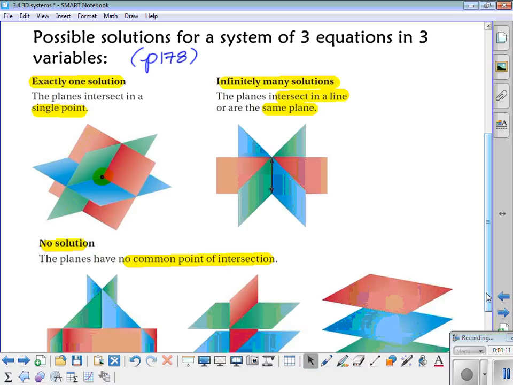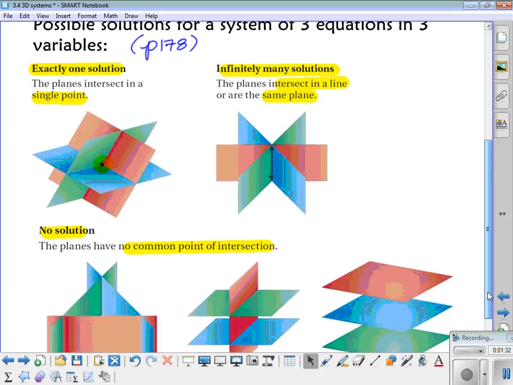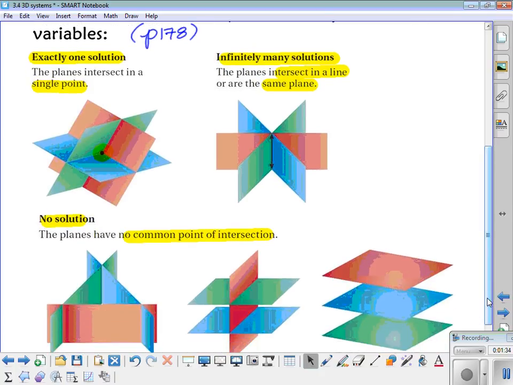But there's the 3 possibilities. There might be exactly one solution, and that's where the planes all intersect in one point. There could be infinitely many solutions. It means they could be intersecting in a line, or they could be the same plane. And it could be no solution, that there are no common points of intersection. Okay, but I'm not expecting you guys to draw these. But I just wanted you to see what was happening with these.